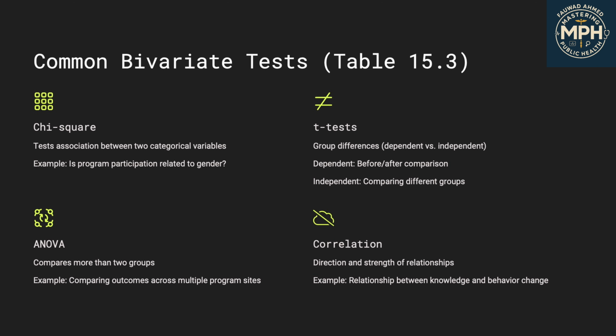Common bivariate tests, Table 15.3. 1. Chi-square compares 2 nominal or ordinal variables. 2. T-tests compare means between groups. Dependent t-test, same group at 2 time points. Independent t-test, 2 different groups. 3. ANOVA compares means across 3 or more groups. 4. Correlation measures strength and direction of association between variables from +1 to -1. Note: correlation does not imply causation. Example: correlation between seatbelt use and age.